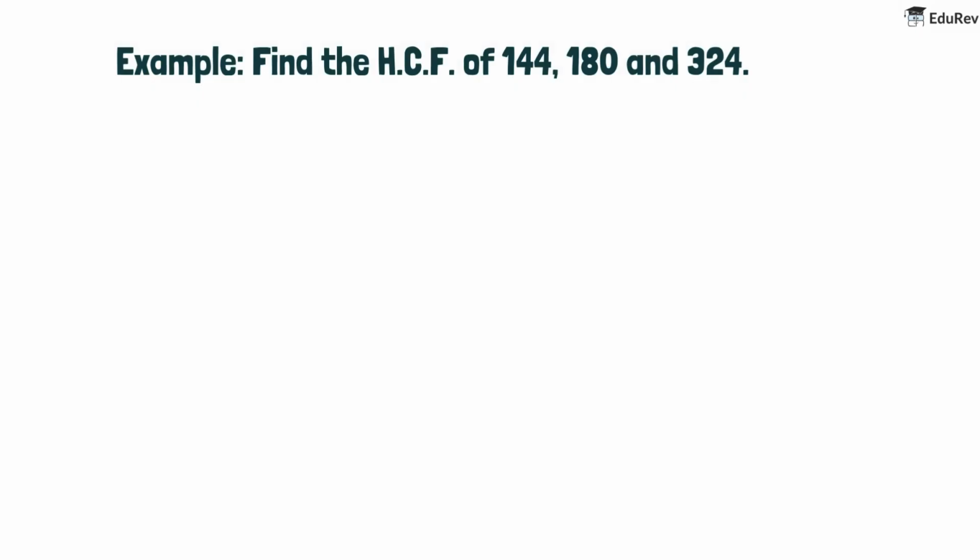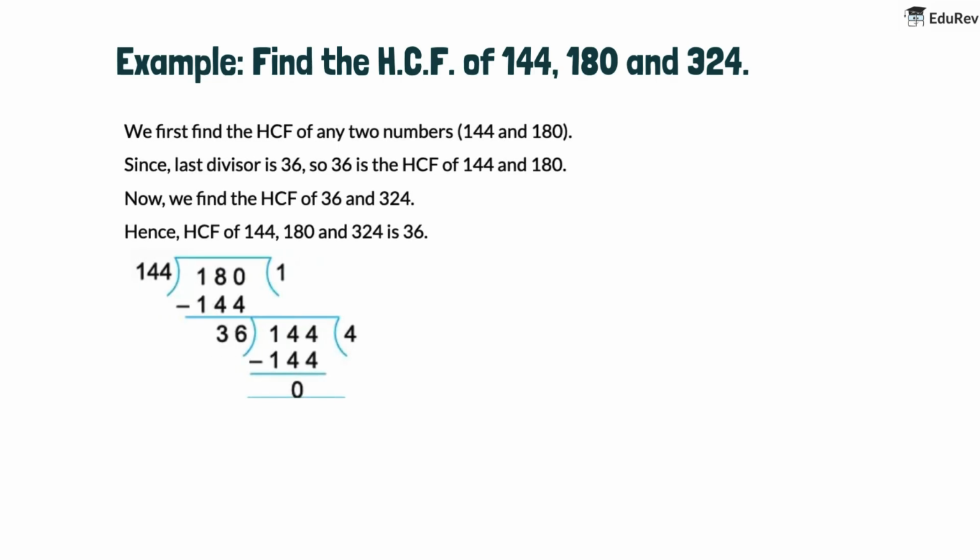For example, let's find the HCF of 144, 180, and 324. We first find the HCF of any two numbers, 144 and 180. The last divisor we get is 36, so 36 is the HCF of 144 and 180. Next, we move on to find the HCF of 36 and 324. Since 36 divides 324 evenly, the HCF of 144, 180, and 324 is 36.